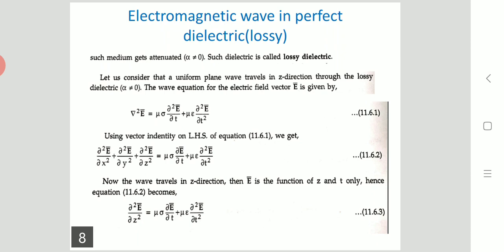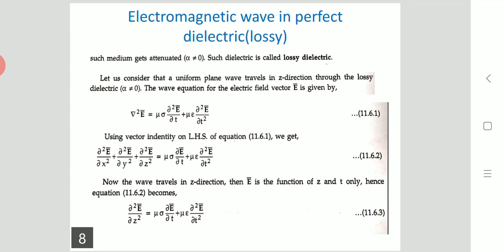Now using a vector identity on the LHS of the equation above, we get del square E can be written as dou square E by dou x square plus dou square E by dou y square plus dou square E by dou z square, and the RHS will remain as it is. This is equation number 11.6.2.